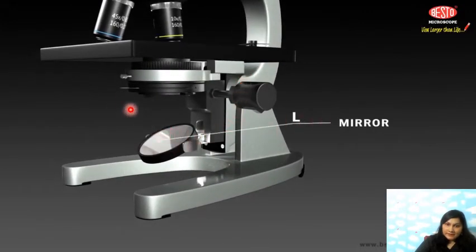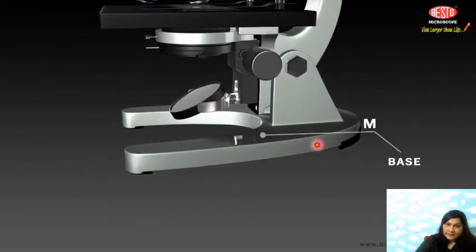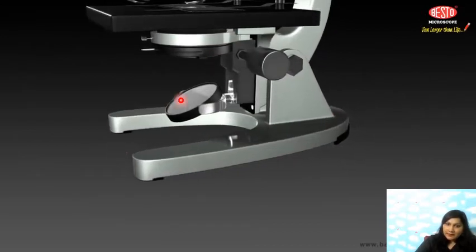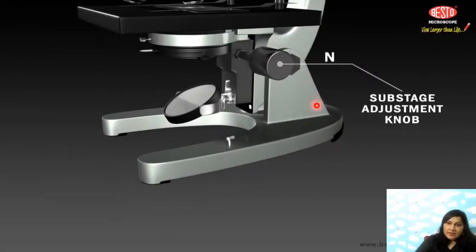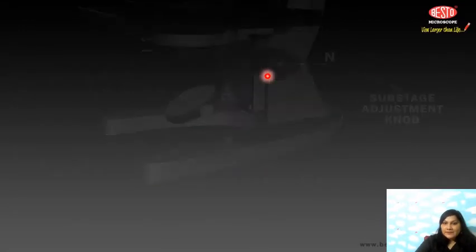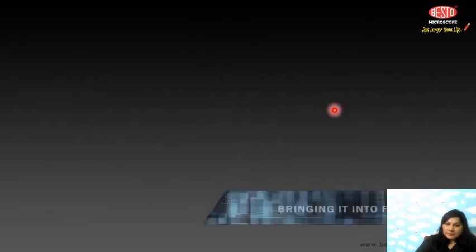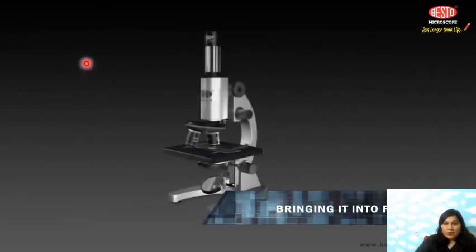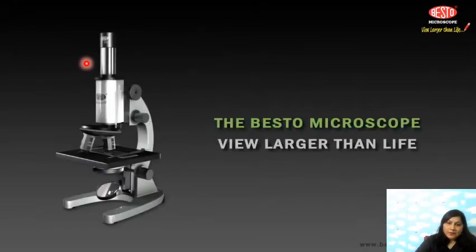This mirror is used to reflect the light rays and allow the light rays to pass through the condenser to the object, and from the object the light rays will pass through the objective. This is the base on which the whole structure has been placed. This is a heavy part of the microscope to maintain the center of gravity. This is the sub-stage adjustment knob. So this was the animation. Now I will explain each and every part of the compound microscope one by one.